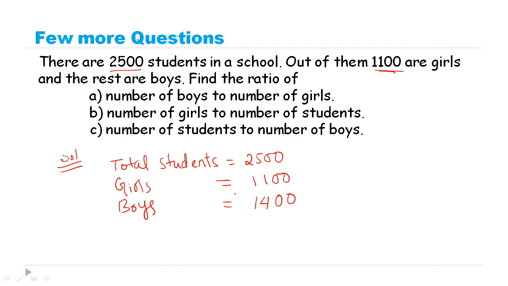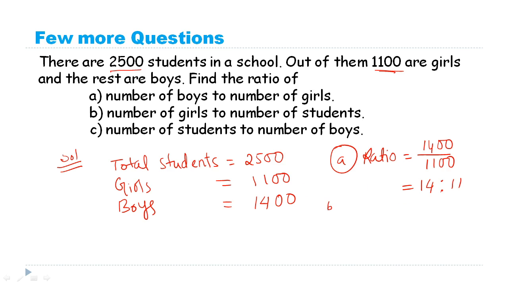These are the data. Now the first question asks for the ratio of number of boys to number of girls. The number of boys will be written in the numerator, that is 1400, and the number of girls in the denominator, that is 1100. If you cancel these zeros, you will get 14:11. So this is the ratio.